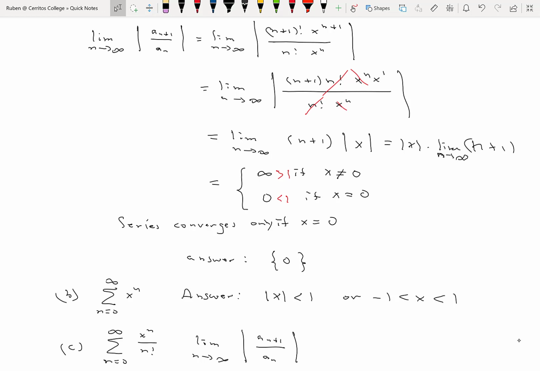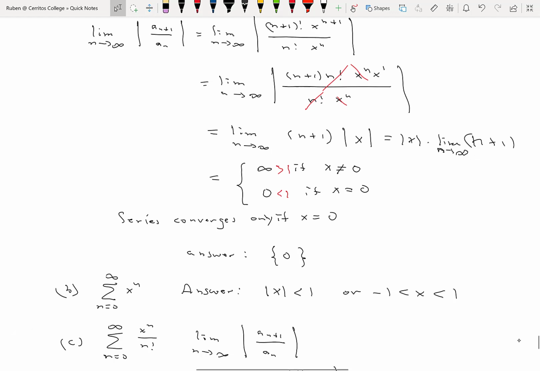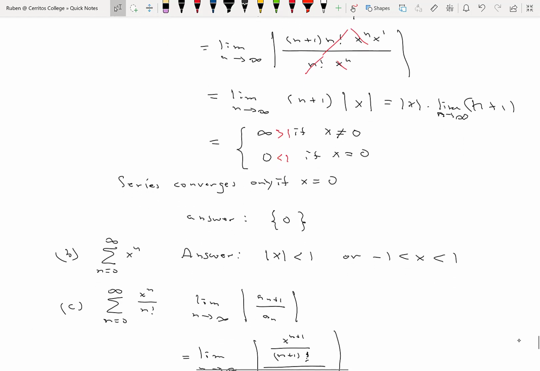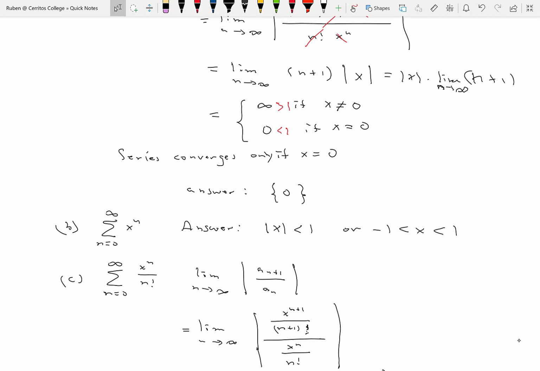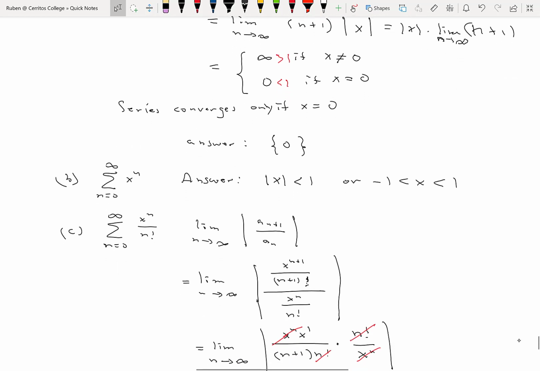Let's take the limit as n approaches infinity of the absolute value of a sub n plus 1 over a sub n. Then let's substitute a sub n plus 1, x to the n plus 1 over n plus 1 factorial, and substitute a sub n. And let's divide those things. So we're going to invert and multiply and use a bunch of algebra. So x to the n plus 1 is still x to the n times x to the 1. N plus 1 factorial is n plus 1 times n factorial. Inverting and multiplying, x to the n over n factorial becomes times n factorial over x to the n.